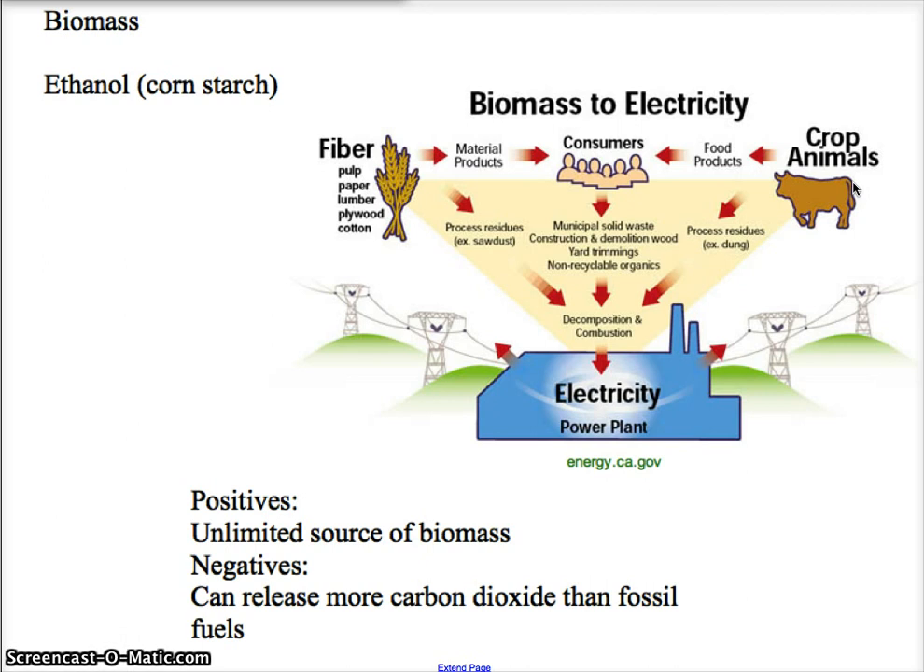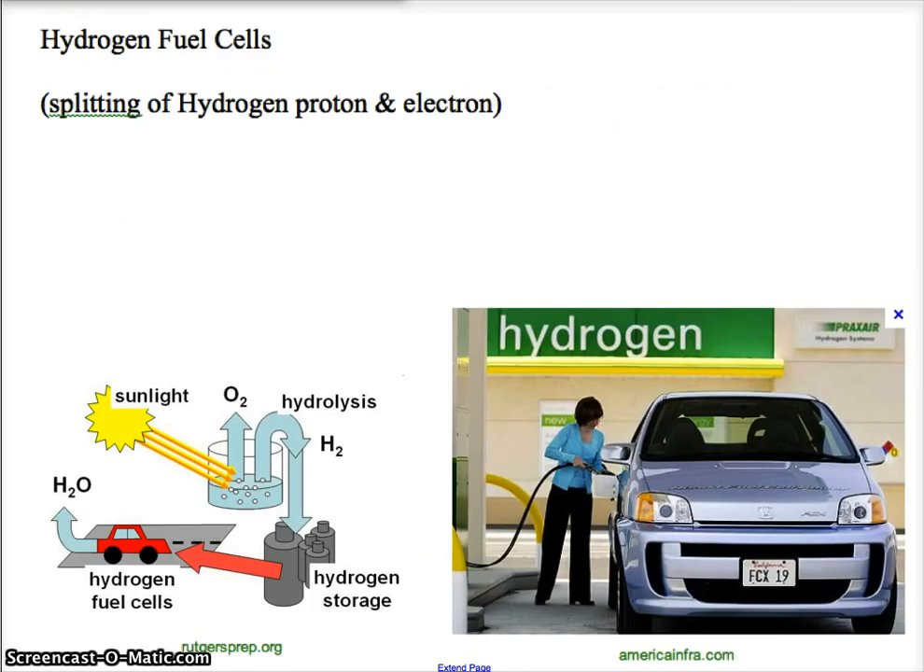One good thing about that is you're going to have an unlimited supply of wood and poo. And the negatives, you can actually release more carbon dioxide by burning biomass. And wouldn't it be a bummer to live right next to a place which is burning biomass? That probably wouldn't smell terribly good either. But that is an alternate source of energy. A final one is something called hydrogen fuel cells.